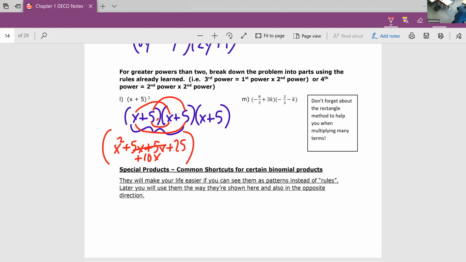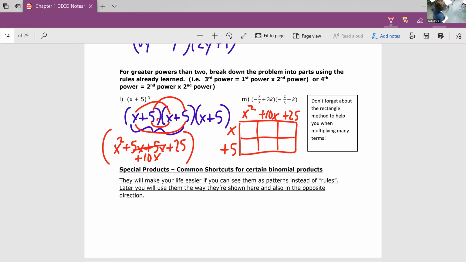2. So I'm going to draw a rectangle. And I'm going to put 2 rows. I'll put the x here and the plus 5 here. And I'm going to make 3 columns. And I'll put x squared here, plus 10x here, and plus 25 here. Anytime I'm multiplying 2 terms times 3 terms, I wouldn't try to use distributive property in my head. I would make a box, okay?